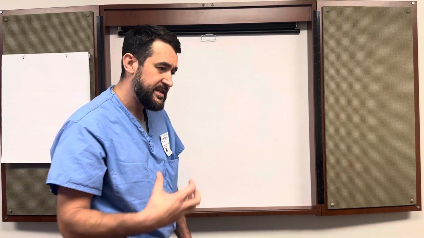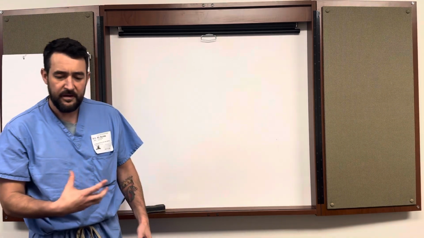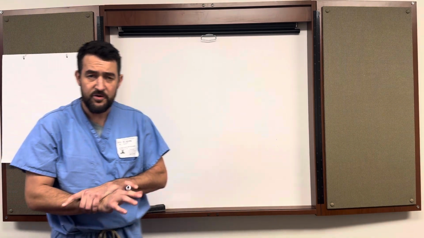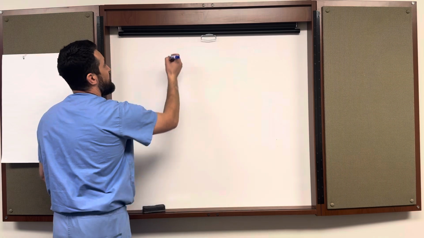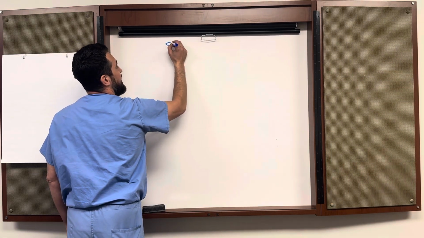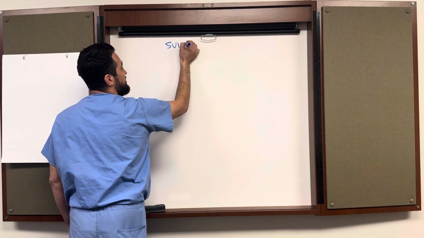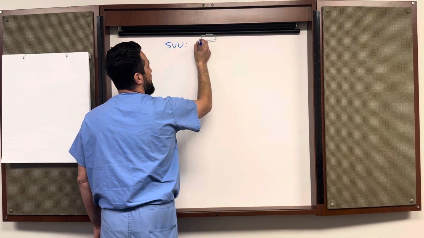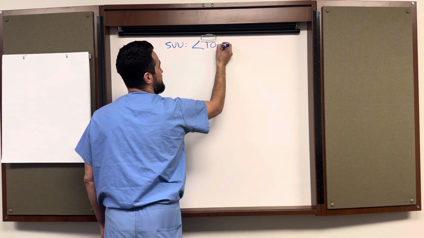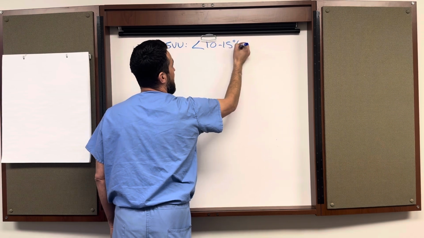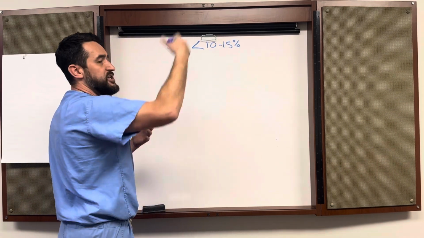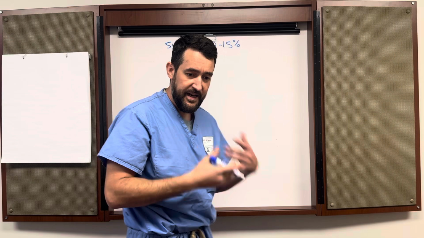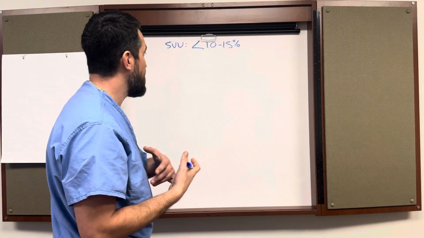Another way that we can assess someone's volume status is by looking at their stroke volume variation. Now, stroke volume variation is a very sensitive number, right? So normal stroke volume variation is less than 10 to 15%, right? And as a patient gets higher and higher, it can be an indication that they will respond well to fluid.